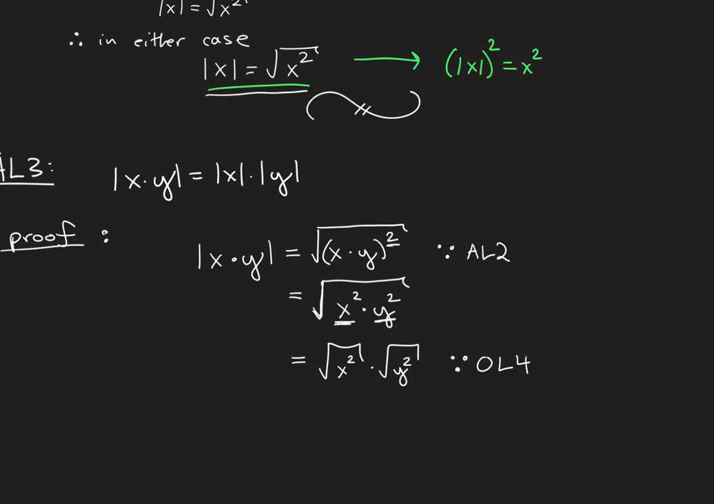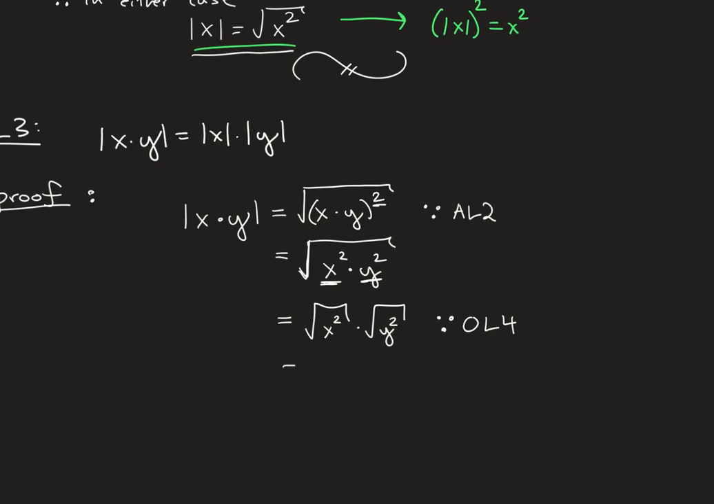And also, there's a radical rule. Oh, but we did it already, you guys. That is the same thing as the absolute value of x times the absolute value of y. Again, that's by AL2. We just proved that those two things are synonyms. Done. Slick.